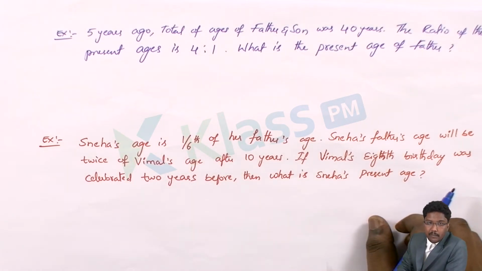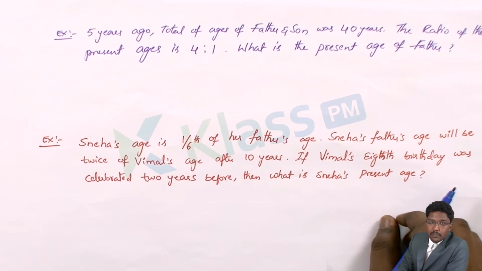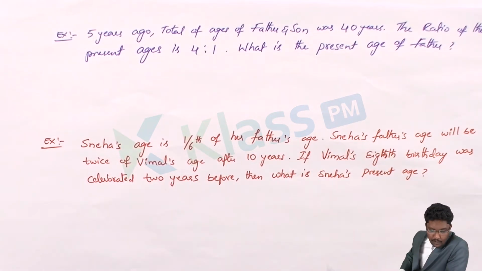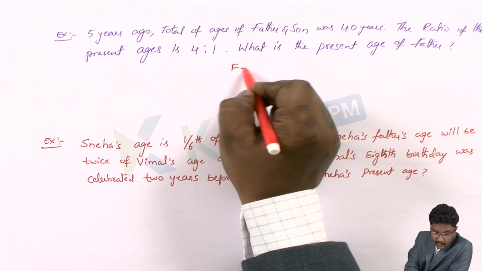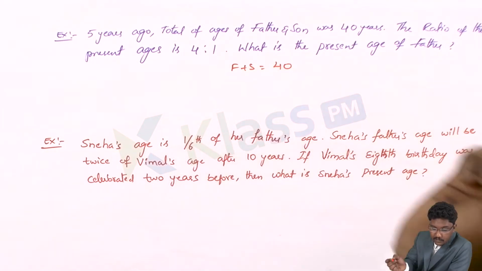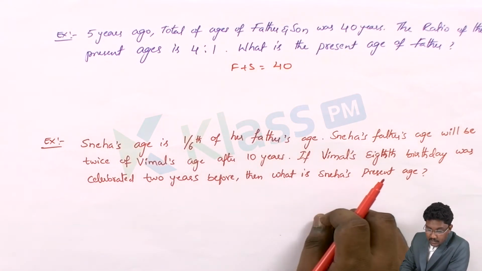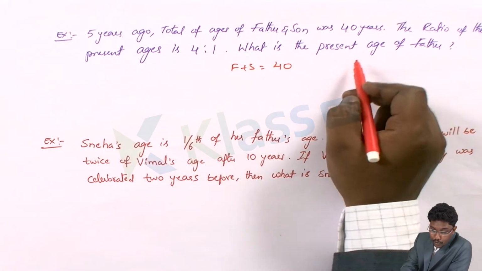All the competitive examinations have age problems with ratios. Ages problems are included with ratios. Now see the question. Five years ago, the total age of father and son was 40 years. The sum of their ages five years ago is 40 years. The ratio of their present ages is 4:1.